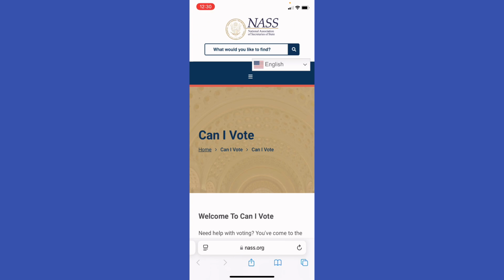Look for a brief summary or explanations. This provides a clearer understanding of what the proposition entails. And many ballots include arguments for and against the proposition. These can clarify the potential impact.